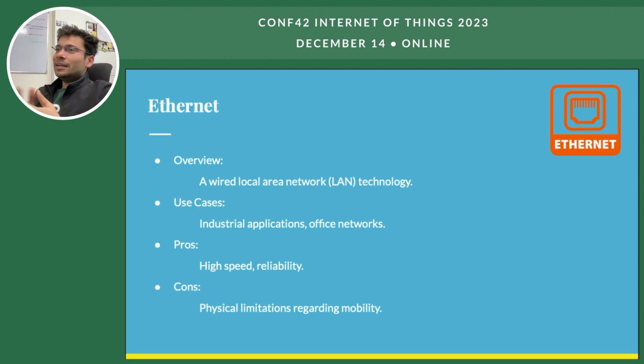Advantages: high speed, it can support up to 1 Gbps of speed. I have a 1 Gbps connection in my home, and through Wi-Fi I am only able to get 400 to 600 Mbps, but from the Ethernet wire I get exactly 1 Gbps speed of internet.